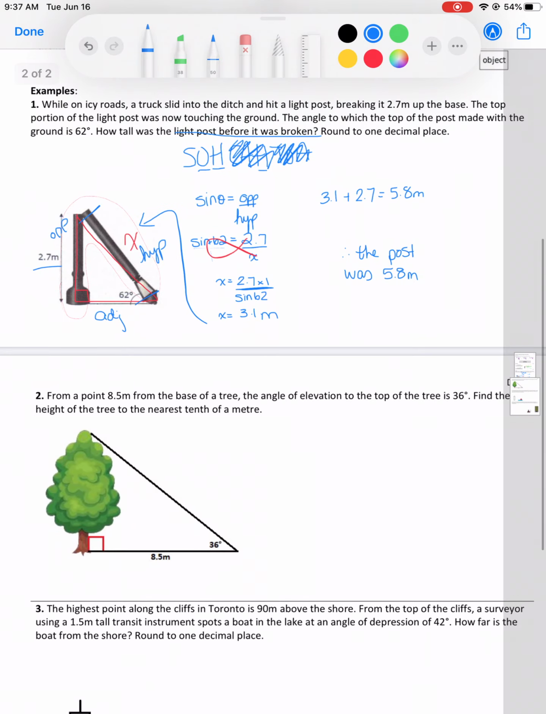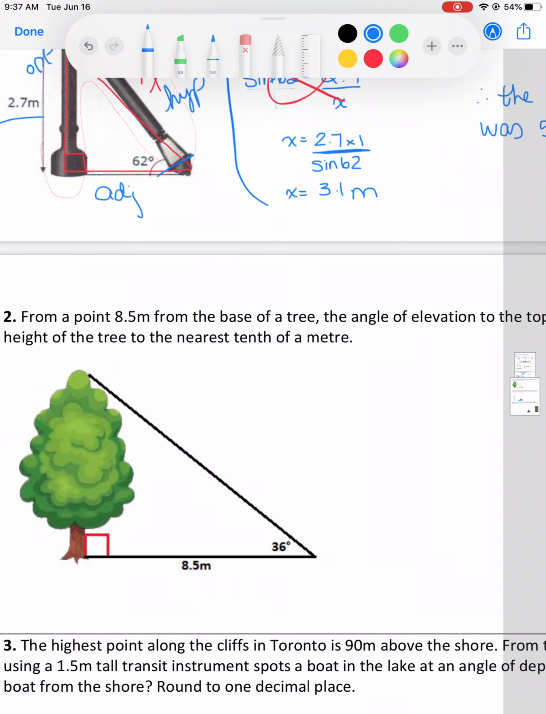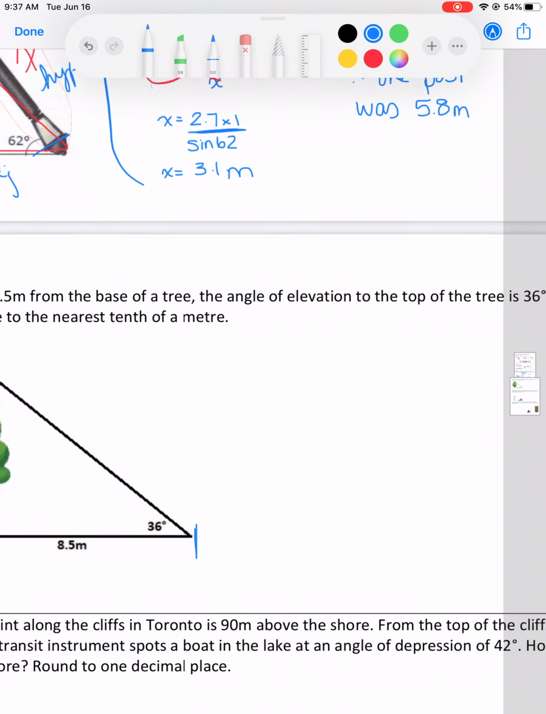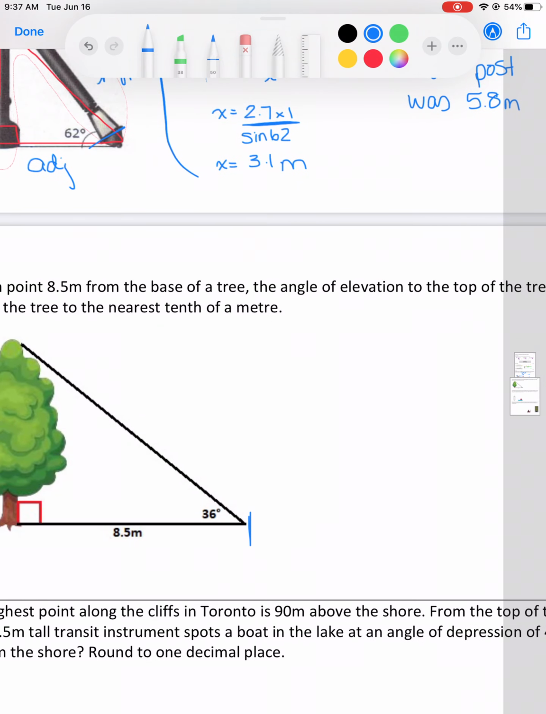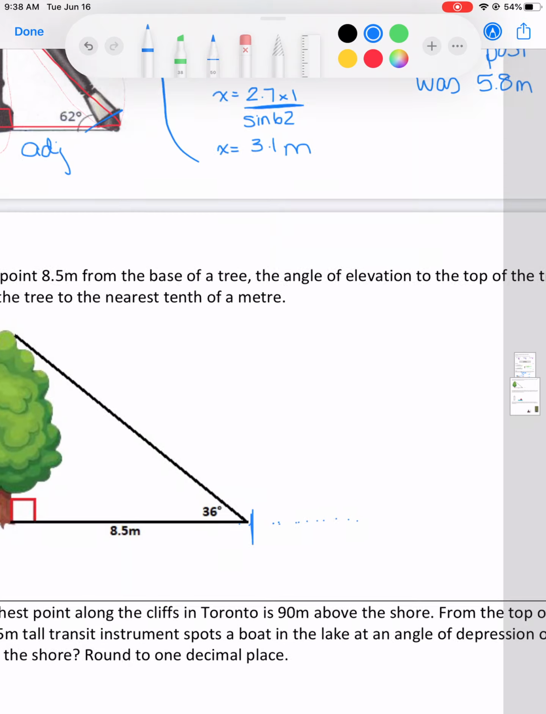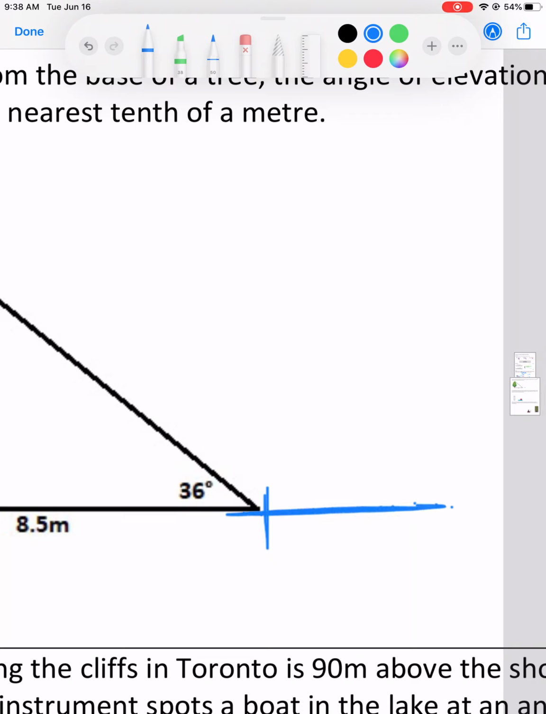Okay, next one. From a point 8.5 meters from the base of the tree. Okay, so here's the base of the tree. We're 8.5 meters out. The angle of elevation, so again, if this was my line of sight, if this was my sight line, this is my angle of elevation, this would have been my angle of depression. Okay? So, just in case, I'm sure you all were wondering.